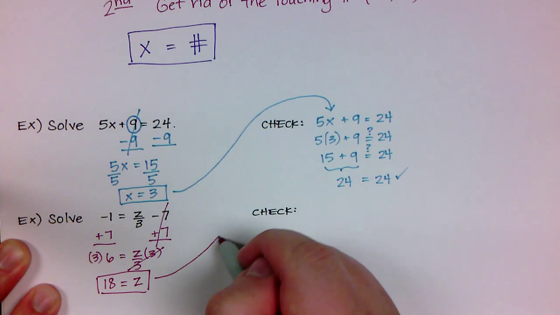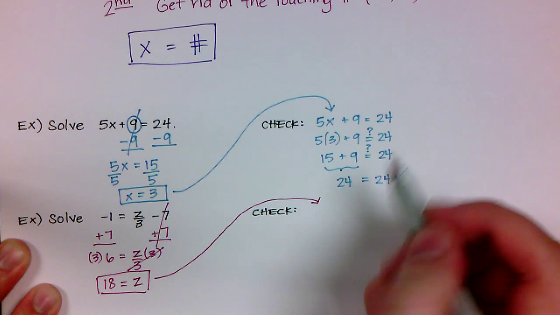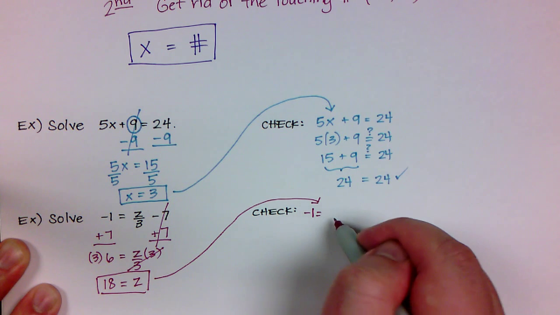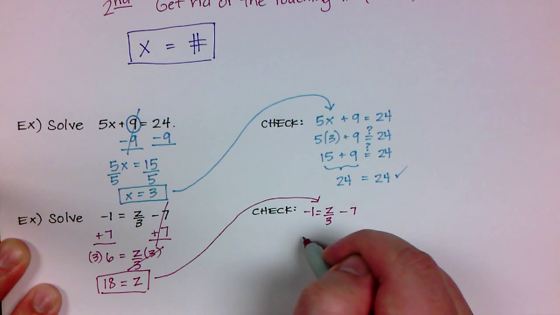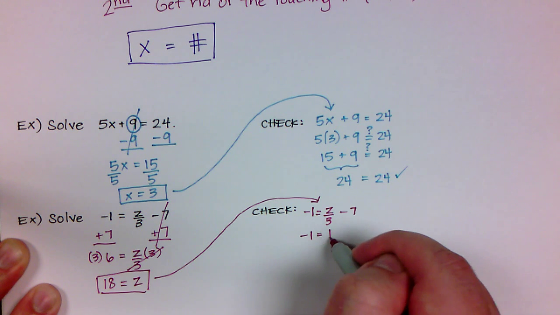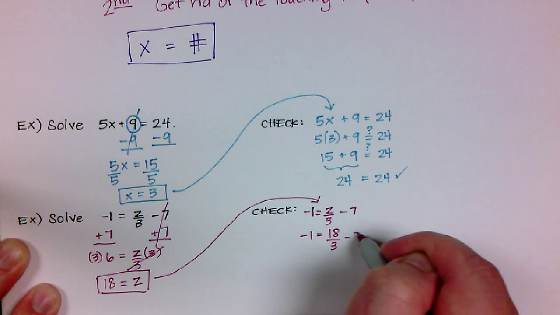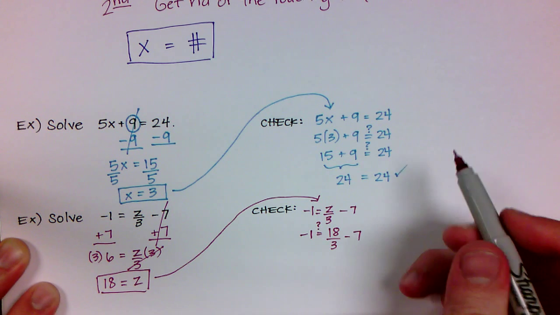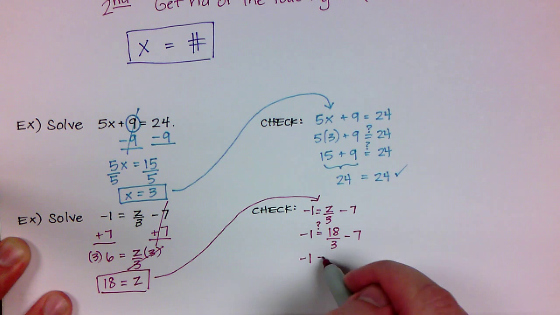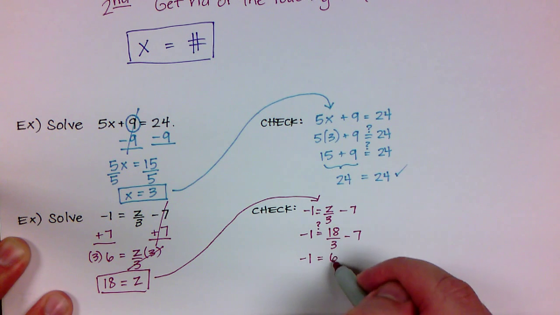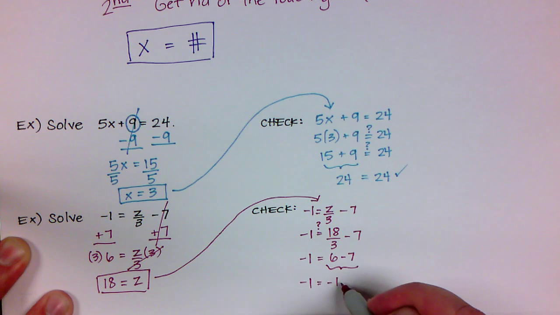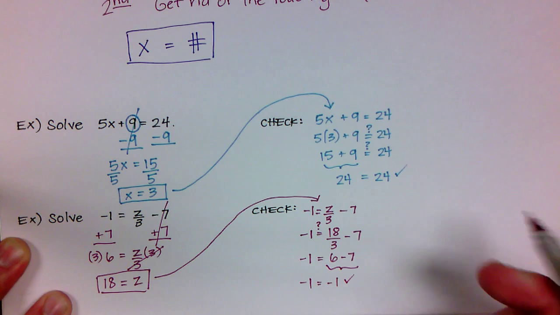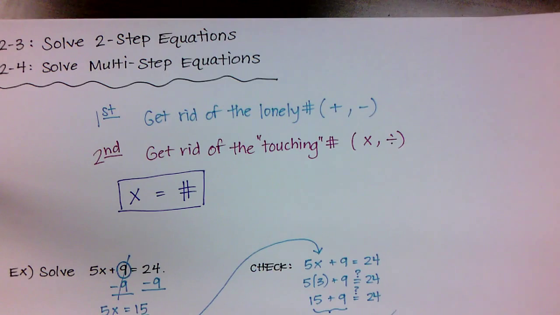And so just like we did before, let's go ahead and check our work by plugging it in. So I have -1 is equal to z over 3 minus 7. Let's try to plug in that 18. And see if it'll equal -1. 18 divided by 3 is 6, and 6 minus 7 is -1. So I did find the right answer. Awesome. Let's go ahead and do another one.